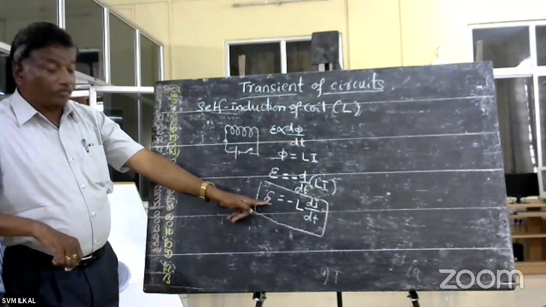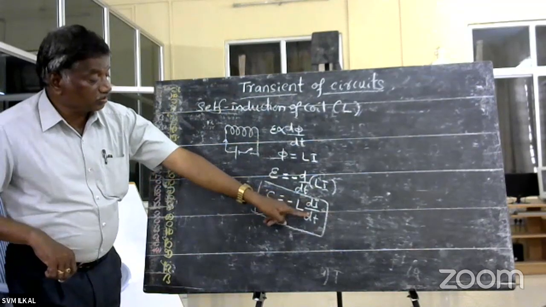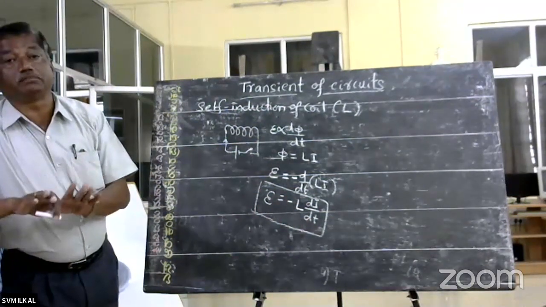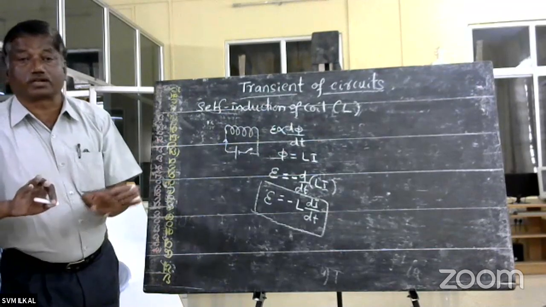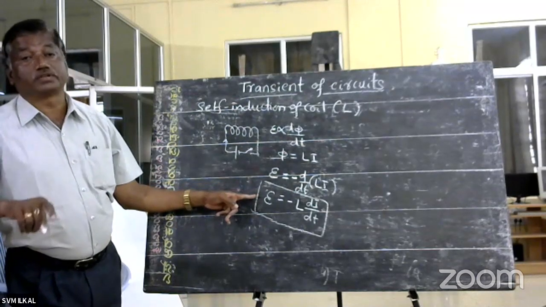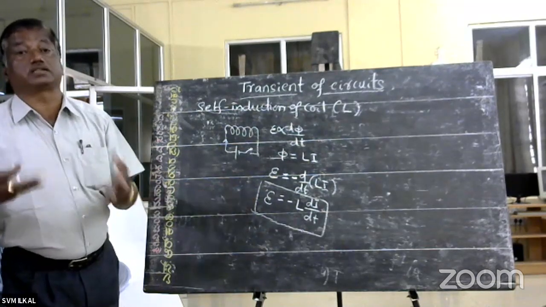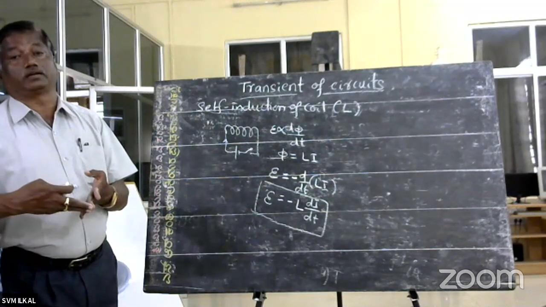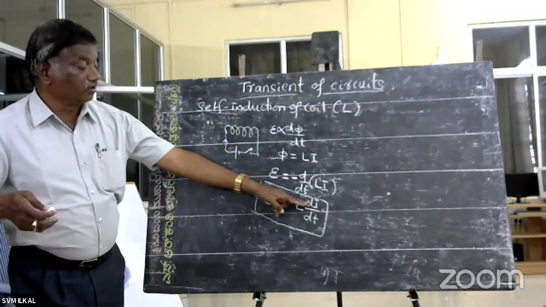See, the EMF exists in the circuit during the change of current in the circuit, so di by dt must be there. If there is no di by dt, only constant current flows, and EMF is zero. What EMF is it? Induced EMF or instantaneous EMF. Why is it called instantaneous EMF? That is the EMF induced in the coil or generated in the coil during the instant of change of current.